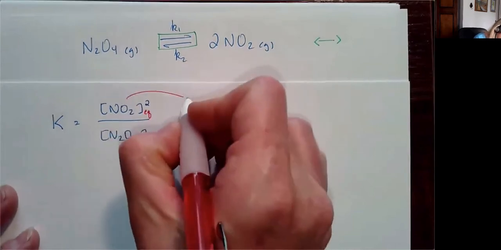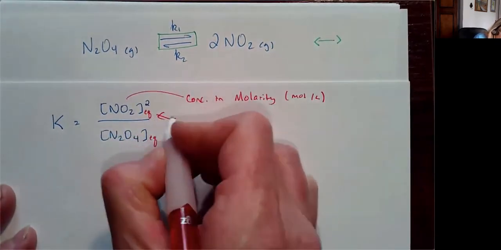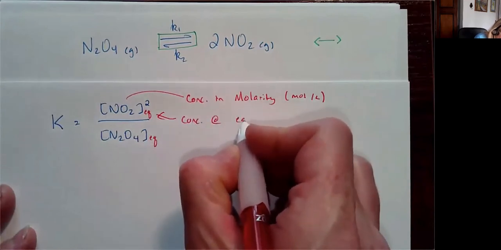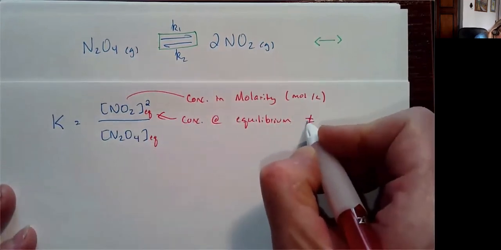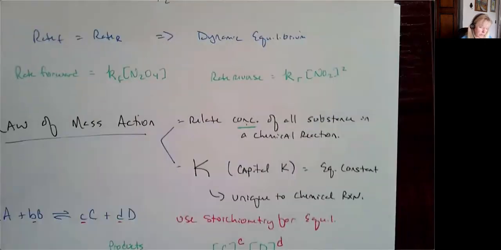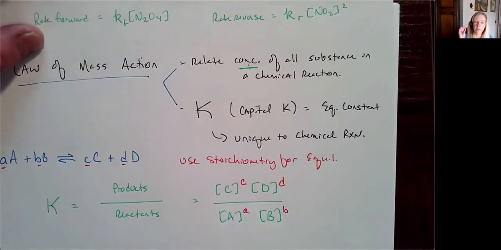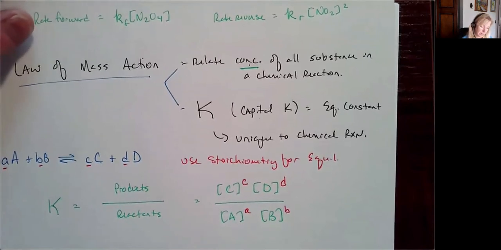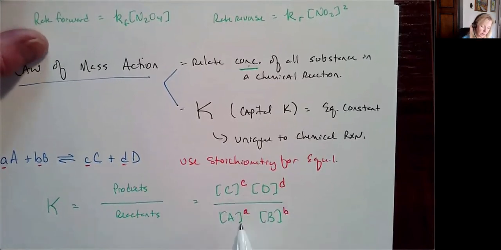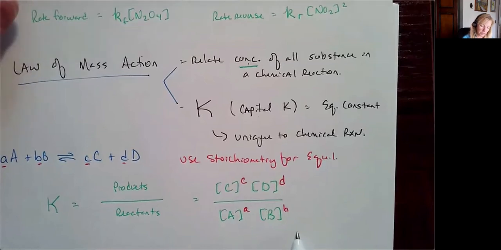So this would be my concentration in units of molarity, and then this would be the concentration at equilibrium, which does not equal my initial concentration. Okay, so some of it has reacted. So anytime I put a concentration value into this equation here, it's always going to be your concentrations at equilibrium, not your initial concentrations, because my initial concentrations, these would be 0 and these would be whatever I started with, and I would be dividing into 0. And so this law of mass action would not make sense.